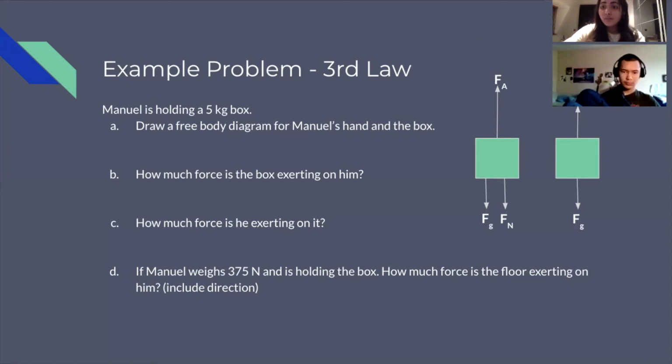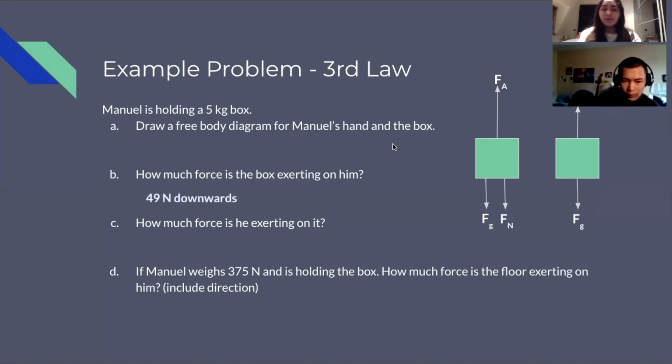And for the box, we just have force of gravity and the normal force, because the normal force is from the hand pushing it up, and gravitational force as normal. And what's important in this is that the normal force and gravitational force for the box must be equal because there's no acceleration. And at the same time, the force of gravity plus the normal force should be equal to the applied force for Manuel. And that's, again, so that we ensure that acceleration is 0.